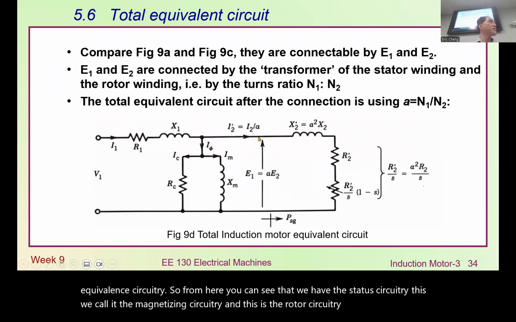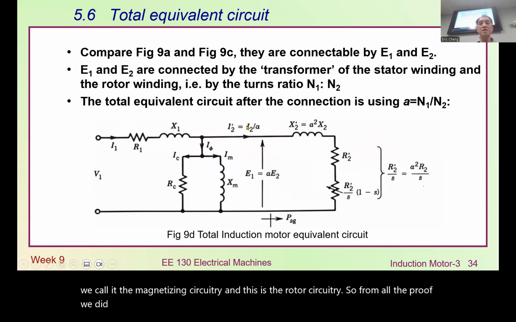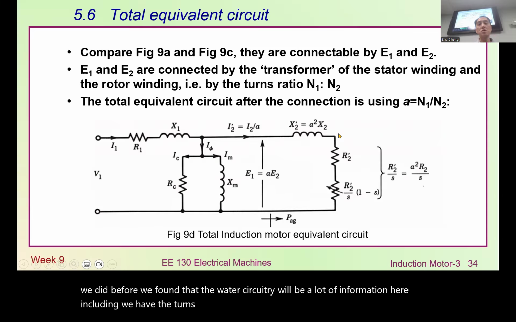From all the proof we did before, we found that the rotor circuitry will have a lot of information here, including the turns ratio. We also include the S, the slip, in here.